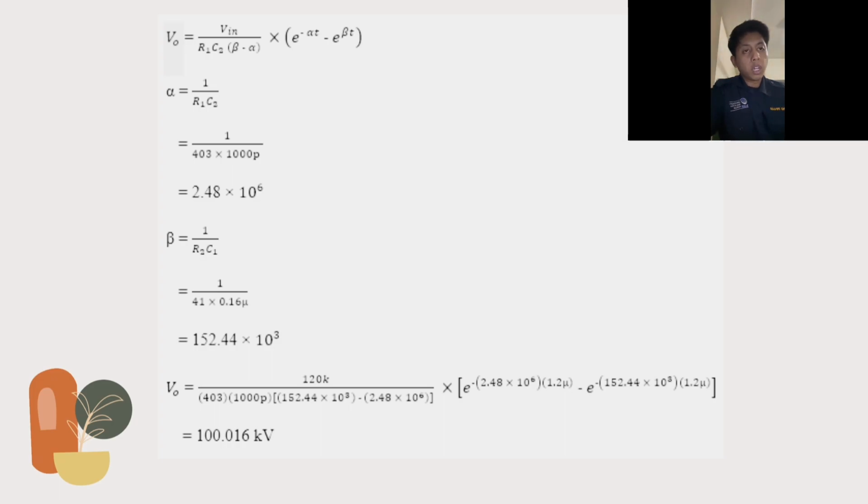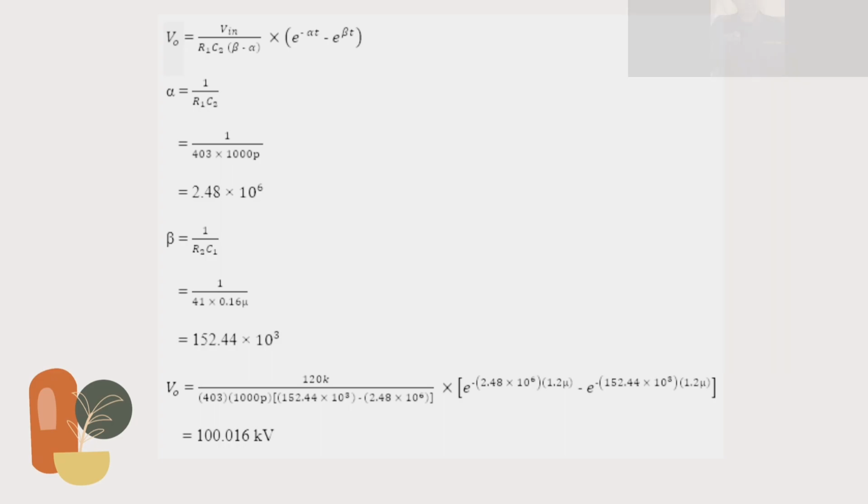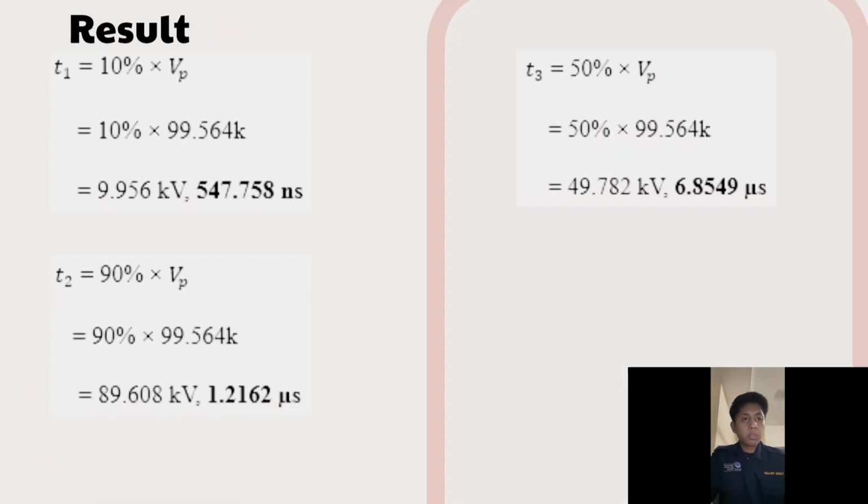We got the answer for the alpha is 2.48 mega, and for the beta, the formula is 1 over R2 times C1. We got the answer is 152.44 kilo. So we got the answer for the V out is 100.016 kilovolt.